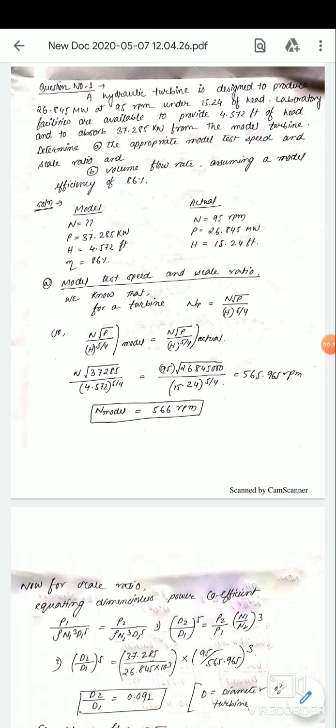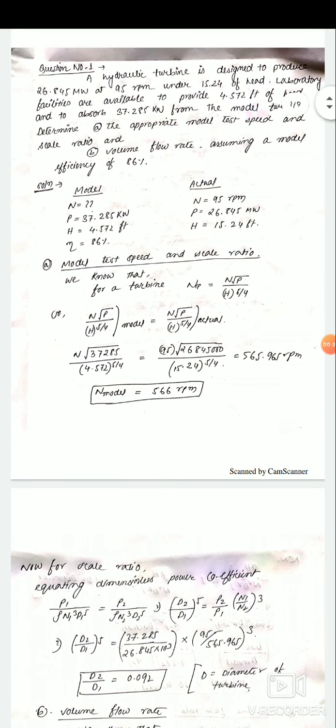So here we have given a model and actual turbine. The question gives the model power 37.285 kilowatt, head 4.572 feet, and efficiency 86%, and the actual speed is 95 rpm, power 26.845 megawatt, and head is 15.24 feet. So we have to calculate the model test speed.